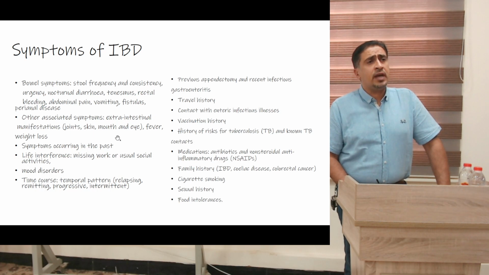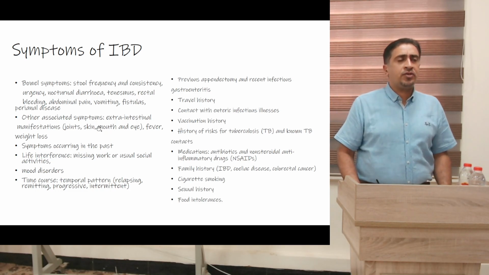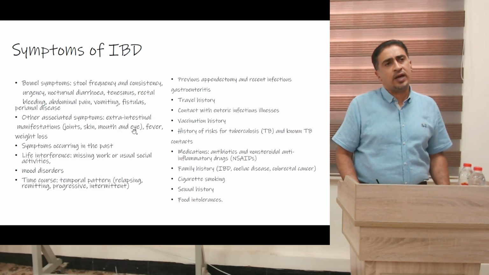Usually IBD patients, especially if it is active disease, have extra-intestinal manifestations in the form of joint, skin, mouth, and eye involvement. So mouth ulcers, aphthous ulcers, many patients presented to us with aphthous ulcers, and when we examined the bowel, we found the patient had Crohn's disease.